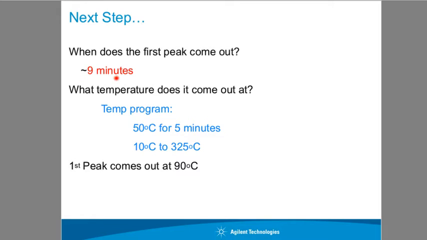So the first peak comes out roughly about 9 minutes, and then I calculate, well, what temperature does it come out at? So according to my temperature program, here at 50 degrees for 5 minutes, 10 degrees up to 325, my first peak doesn't even come out until 90 degrees. So, well, if that's the case, and it spends a lot of time interacting with that, why don't we start our analysis at 90 degrees?